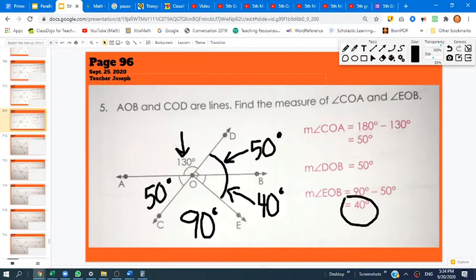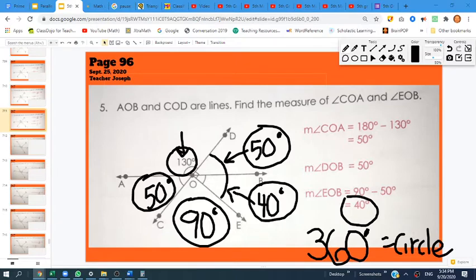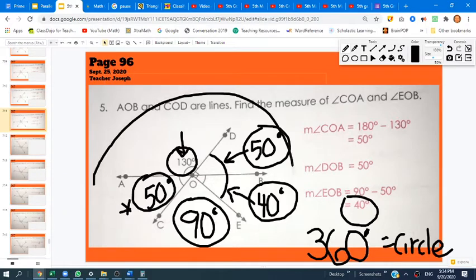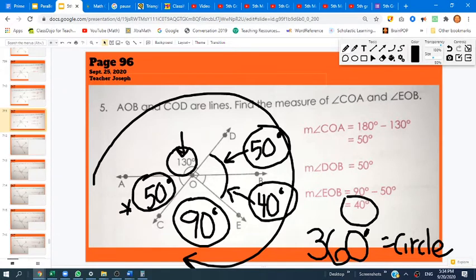Okay, if we add up all these angles, this one, plus this one, plus this one, plus this one, plus this one, do you remember what the total is going to be? Well, remember, a circle has 360 degrees. Okay? So let's actually check that on the calculator to make sure that we got all the answers correct. Let's start with this one right here, 50, and then go around. Okay? Let's try that. 50 degrees plus 130 degrees plus 50 degrees again plus 40 degrees plus 90 degrees equals 360 degrees. Cool, we did it correct. Let's check our next problem.